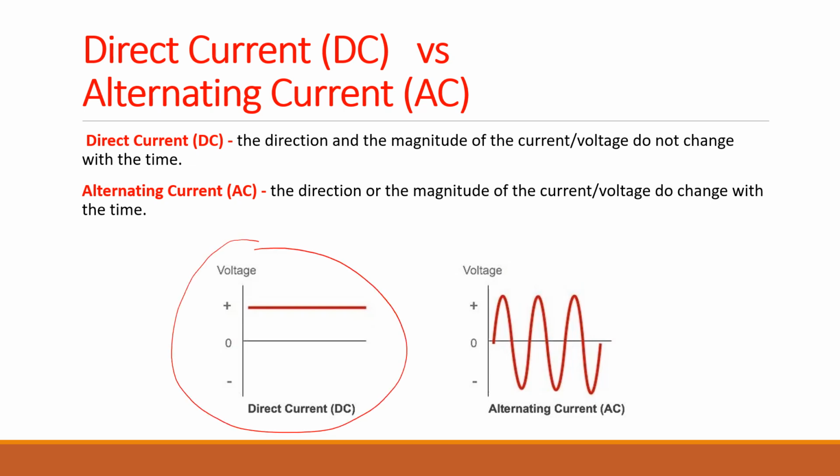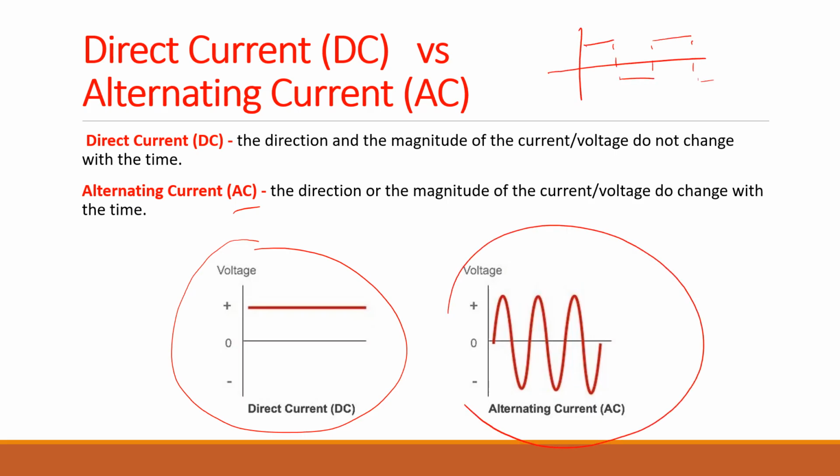But AC means either the magnitude or the direction is changing with time, and we call it AC. So here, this one is AC, and how about this? If you have a voltage like this, can we define this as DC? Why not? Maybe its magnitude is the same, but it is changing direction. Do you see that? Positive and negative. So either magnitude or direction, if it is changing with time, we call it AC.